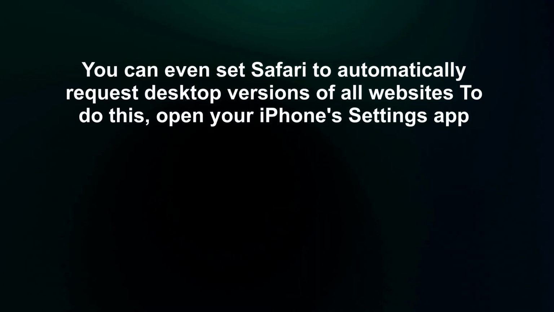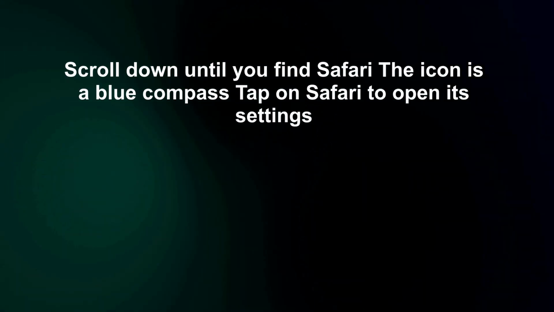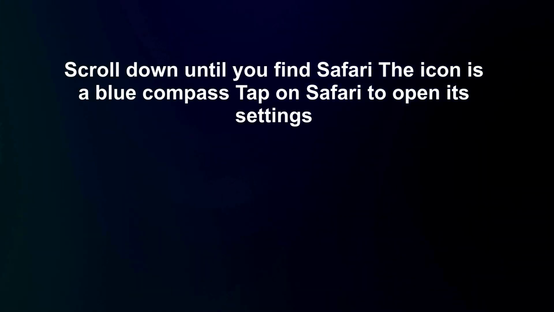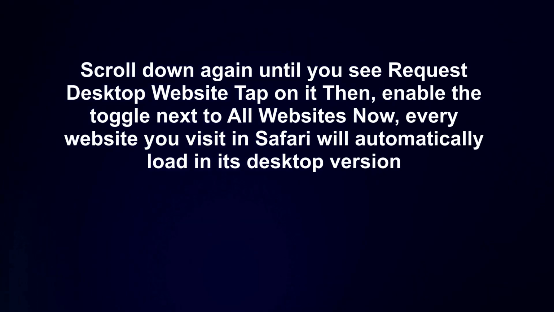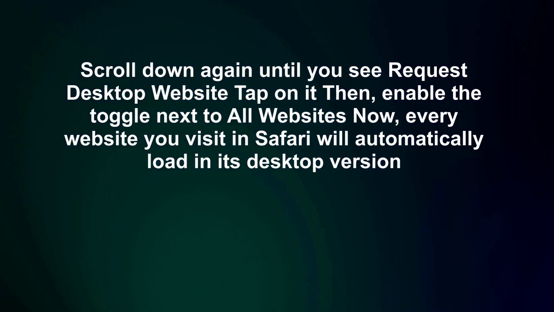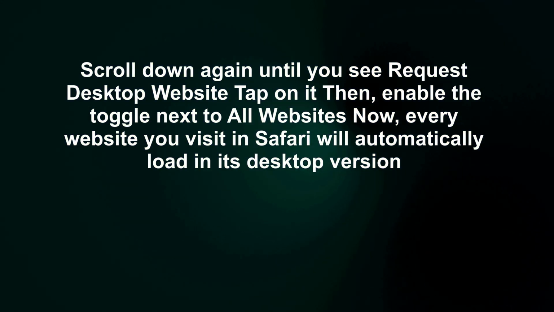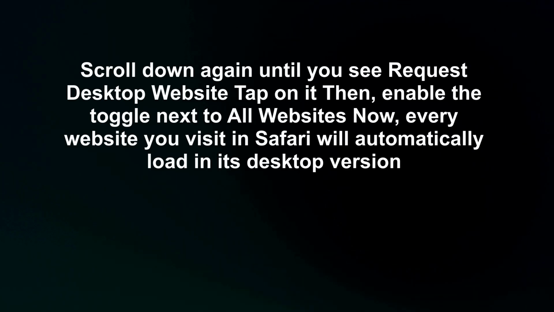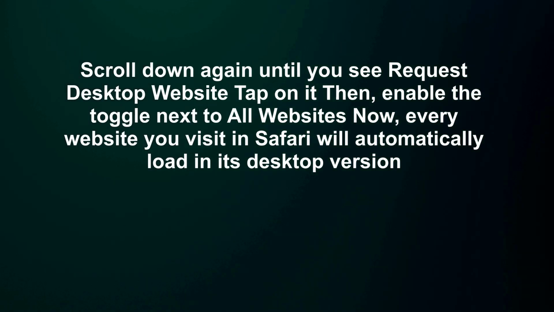To do this, open your iPhone settings app. Scroll down until you find Safari. The icon is a blue compass. Tap on Safari to open its settings. Scroll down again until you see Request Desktop Website. Tap on it, then enable the toggle next to All Websites. Now, every website you visit in Safari will automatically load in its desktop version.